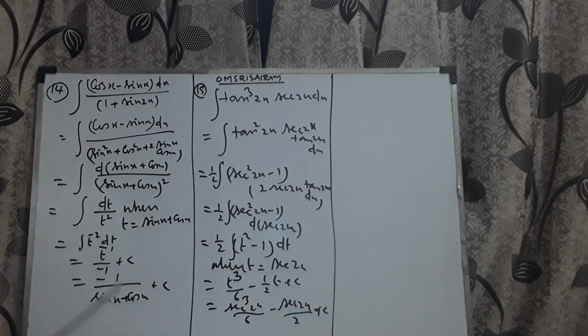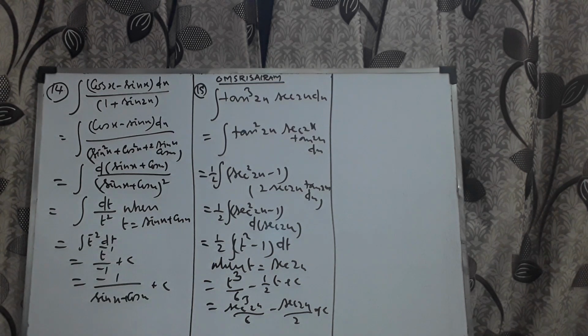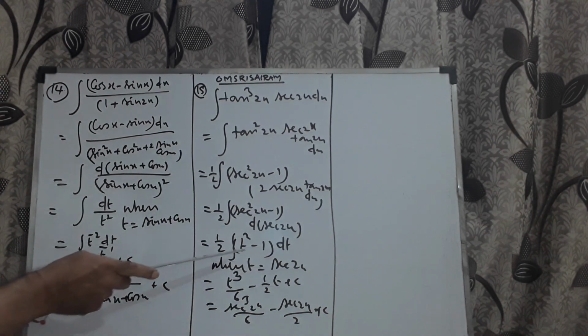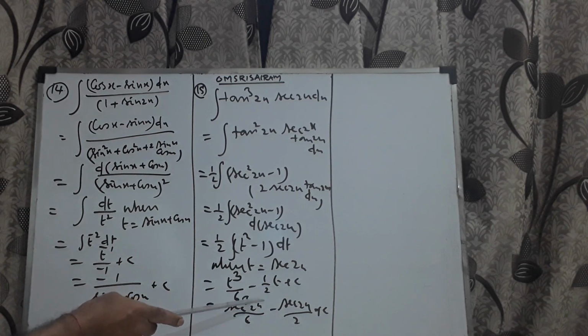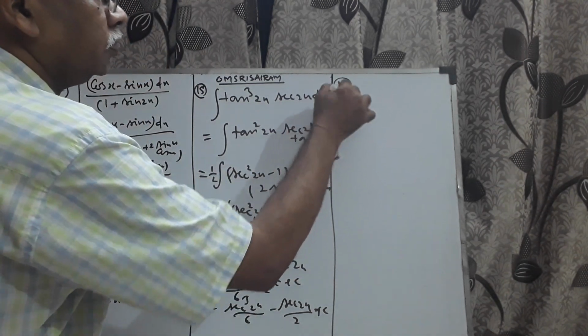d of the quantity should always be my substitution. Half integral of (t square minus 1) dt where t is secant 2x, which gets reduced to half integral t square dt minus half integral dt. That particular part I haven't written anyway. This gives t cube by 2 into 3, which is 6, minus t by 2 plus c. So secant cube 2x by 6 minus secant 2x by 2 plus c is the final answer. It is not at all difficult to follow. Then question number 16 goes like this.